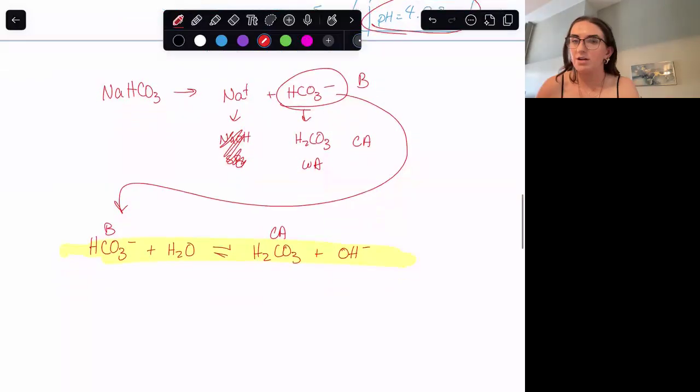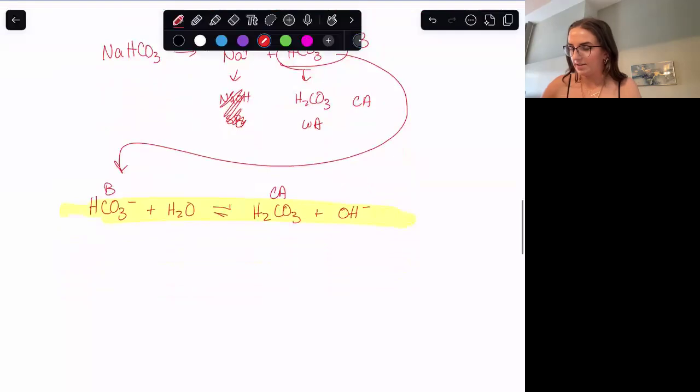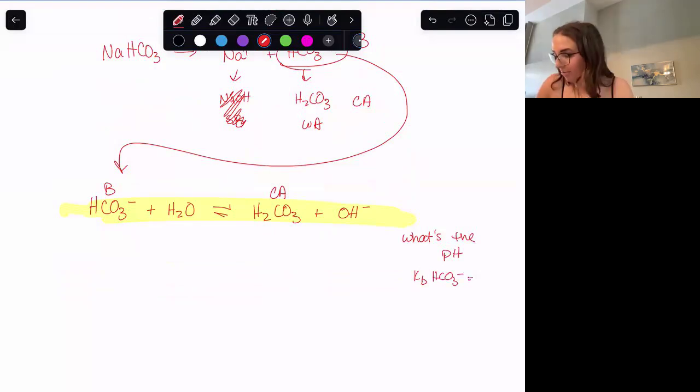Right, so you can do this question here, and if I said, what's the pH? And I said that the Kb of HCO3 minus is 2.5 times 10 to the negative 5. Right, you could now solve this question as well. Do we want to do this question that I just came up with as practice?